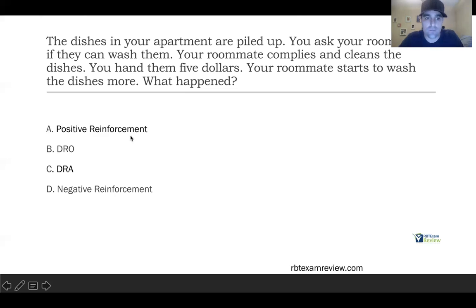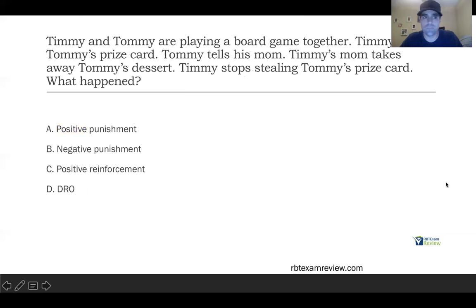Therefore, it's positive reinforcement. Don't get confused and see DRO, DRA, right? This is just a really basic reinforcement question, okay? Don't let them confuse you by throwing in other terms that you know, when it's so basic. Negative reinforcement, okay? Behavior increases, but we've taken something away. In this scenario, we added something, behavior increased, therefore it's positive reinforcement.